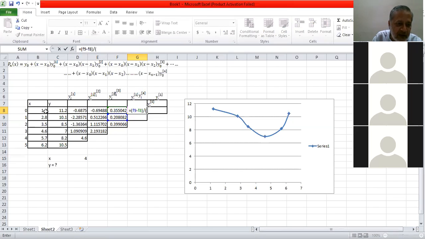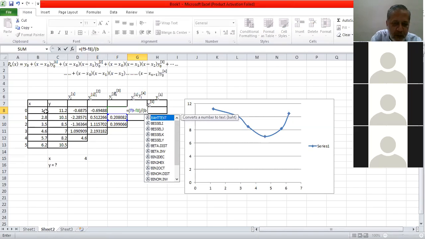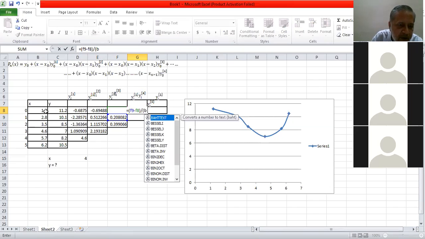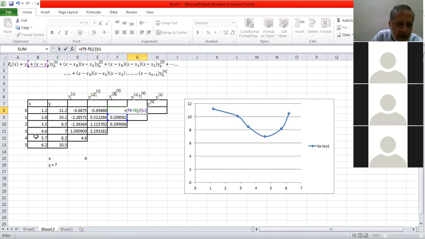तो 5.7 का मतलब है B4. तो B4, oh not B4, B12 minus B8. That becomes the fourth order divide difference, and this one copied.